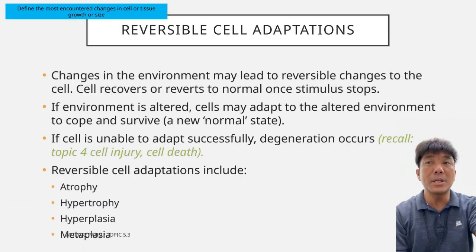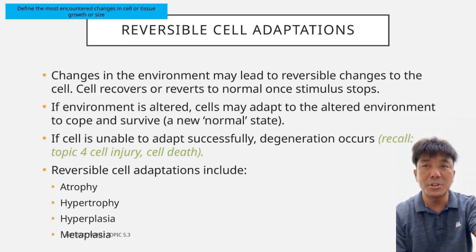Reversible cell adaptations occur when environmental changes prompt cells to adjust, allowing recovery or a return to normal once the stimulus ceases. If adaptation fails, degeneration may ensue. Key reversible adaptations include atrophy, hypertrophy, hyperplasia, and metaplasia, each representing distinct changes in cell or tissue growth or size.